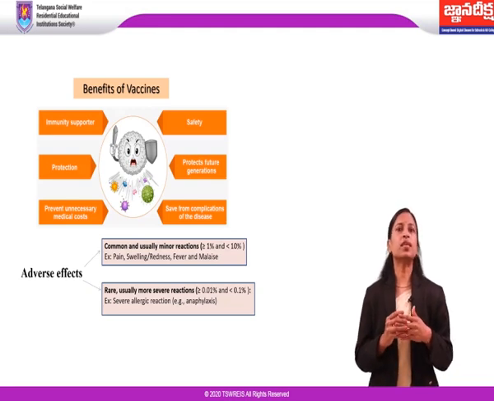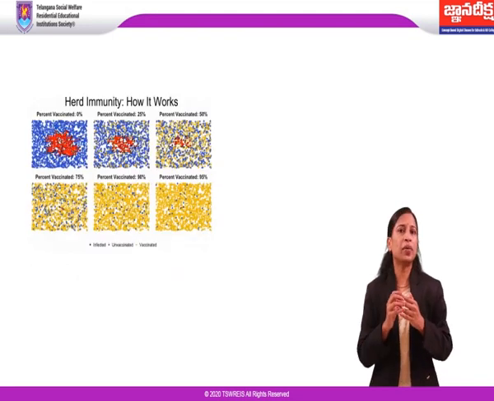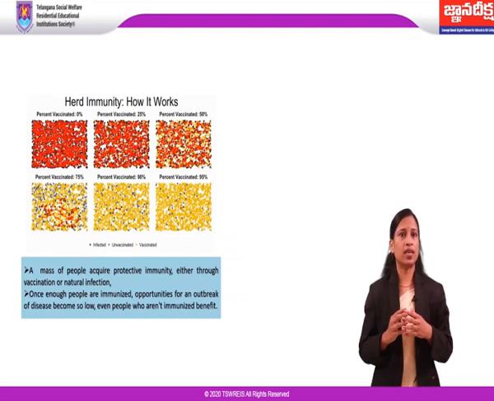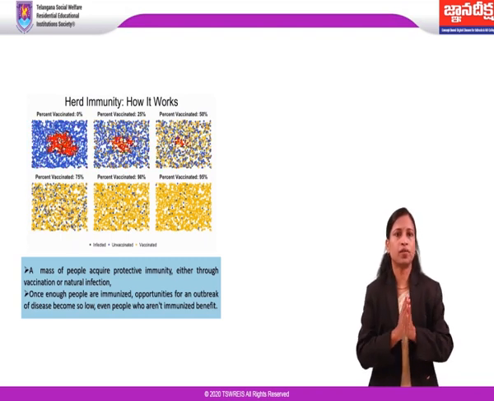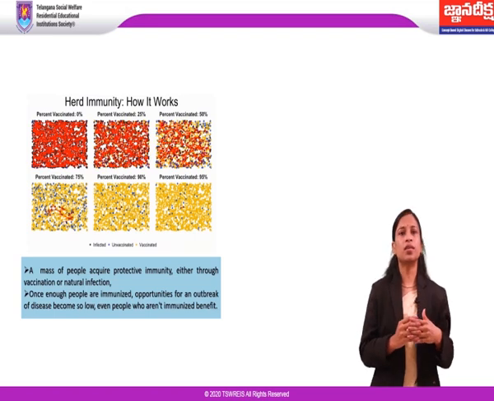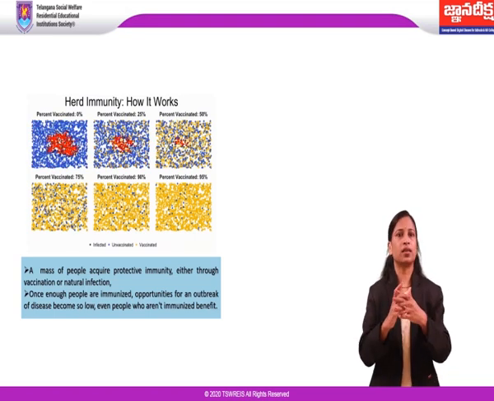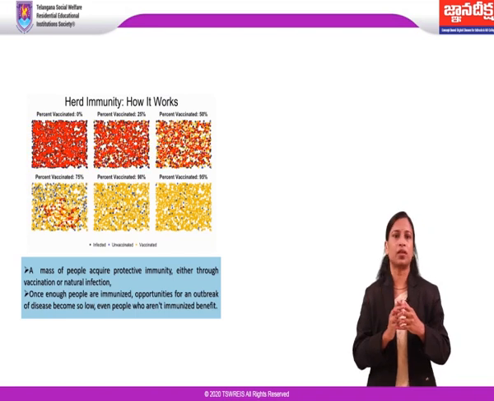Nowadays, we are frequently hearing the term herd immunity. A mass of people acquire protective immunity either through vaccination or natural infection. This principle is called herd immunity, which works by decreasing the number of individuals who can harbor and spread an infectious agent, significantly decreasing the chance of susceptible individuals getting infected.